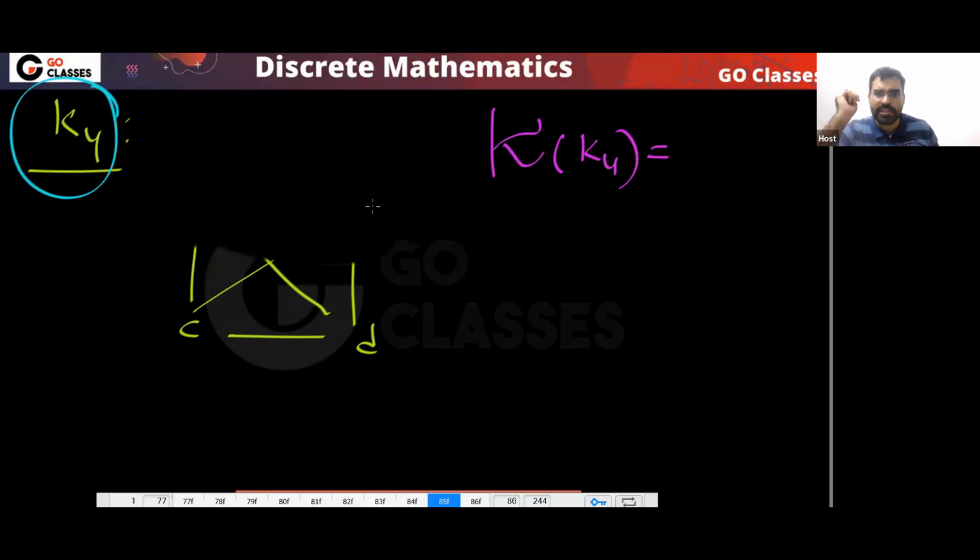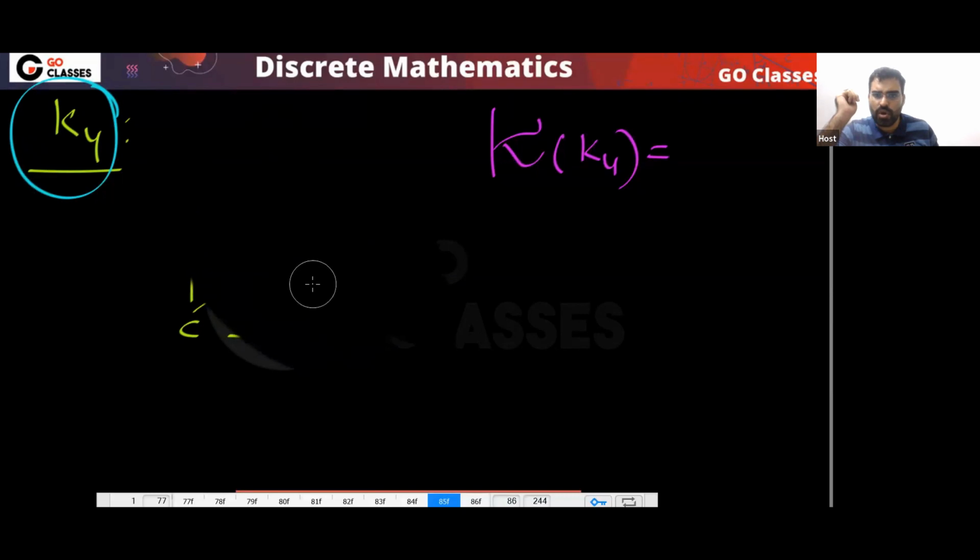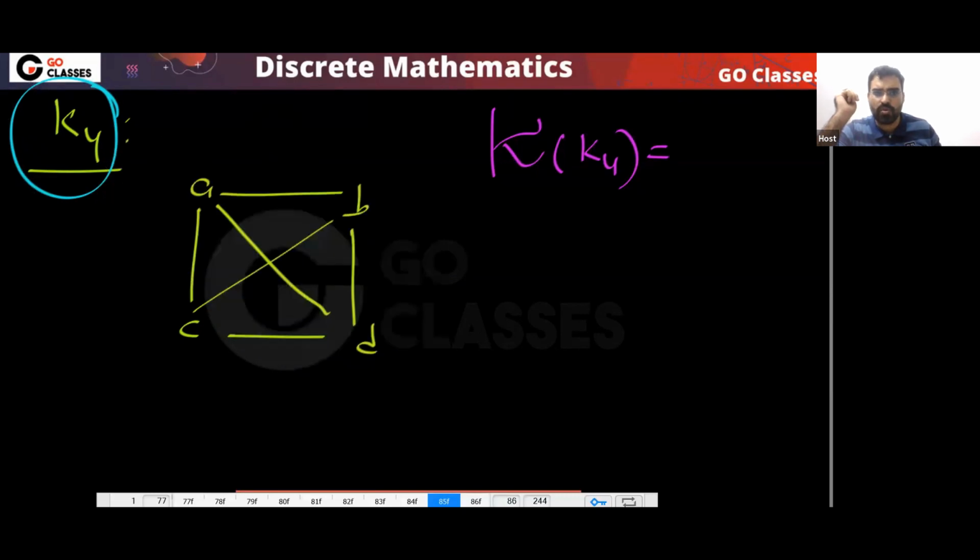No. If I remove two vertices, will I disconnect? No. If I remove three vertices, will I disconnect? No. So you can notice, what should be the answer? What is coming to your mind?